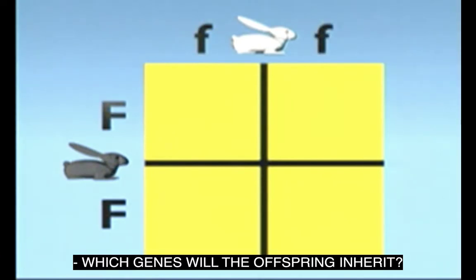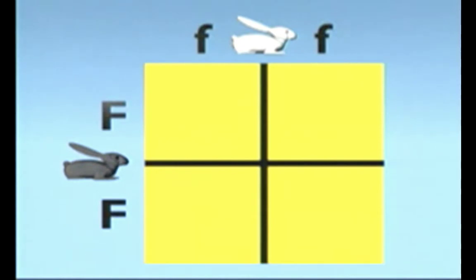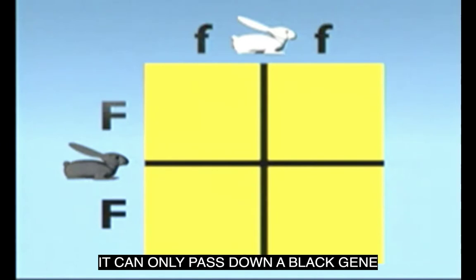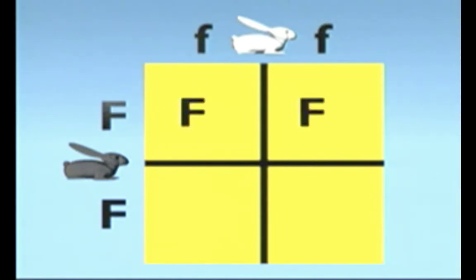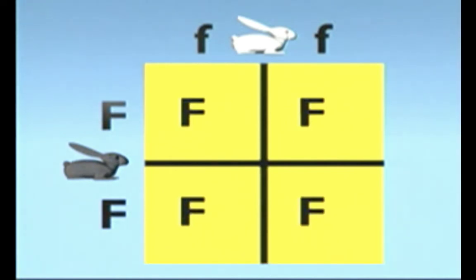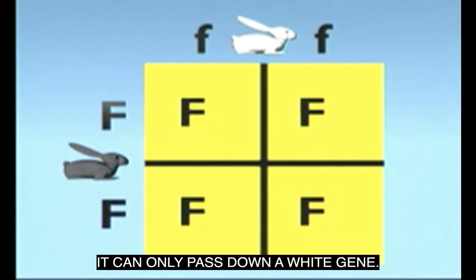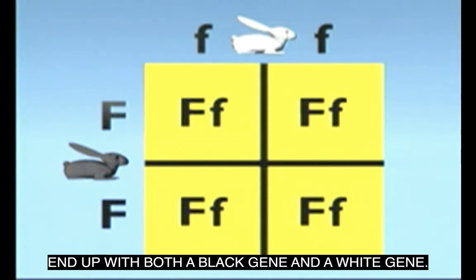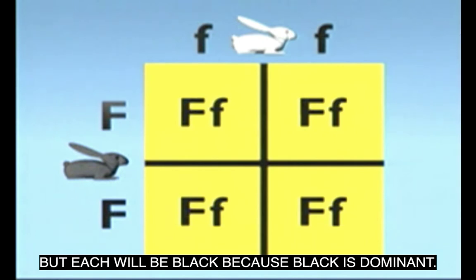Which genes will the offspring inherit? Since the black rabbit carries only 2 black genes, capital F, it can only pass down a black gene to each one of the 4 offspring. Since the white rabbit carries only 2 white genes, small f, it can only pass down a white gene. Each of the 4 offspring end up with both a black gene and a white gene. But each will be black because black is dominant.